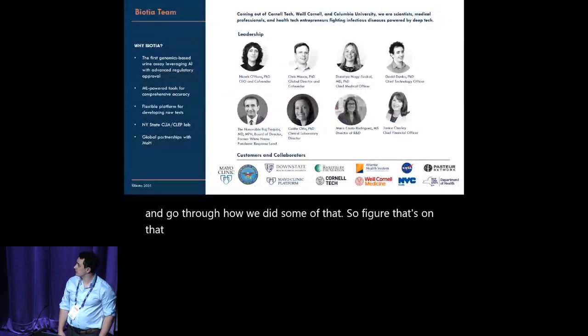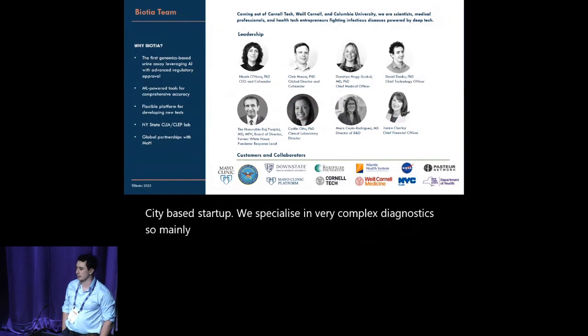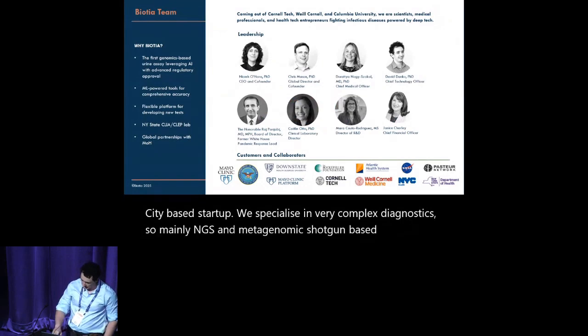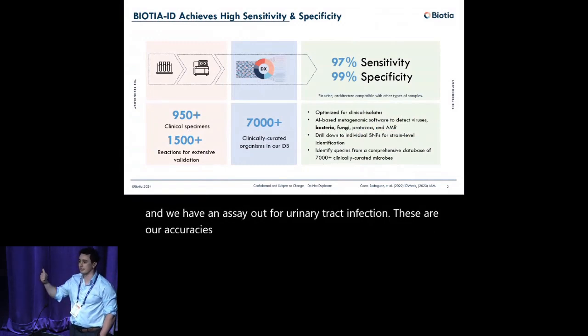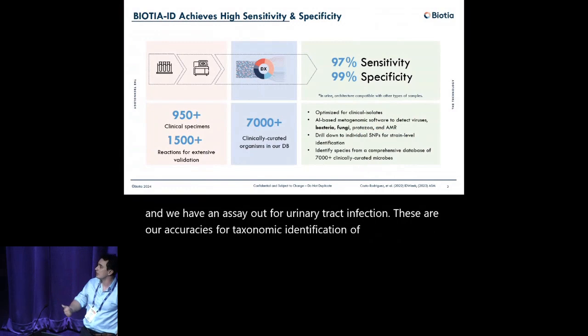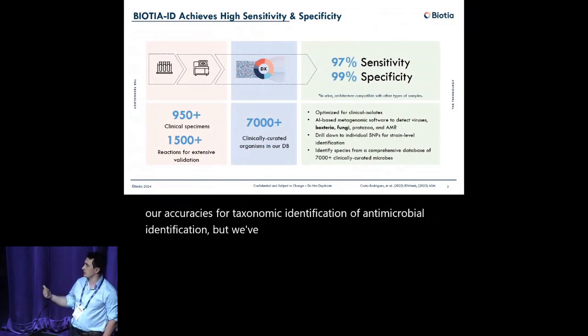Real quick, BioSha is a New York City-based startup. We specialize in very complex diagnostics, so mainly NGS and metagenomic shotgun-based diagnostics. We have an assay out for urinary tract infection. These are our accuracies for taxonomic identification, not for antimicrobial identification. But we've just submitted to New York State to add antimicrobial identification to this.